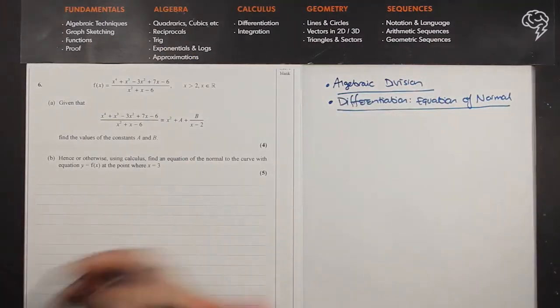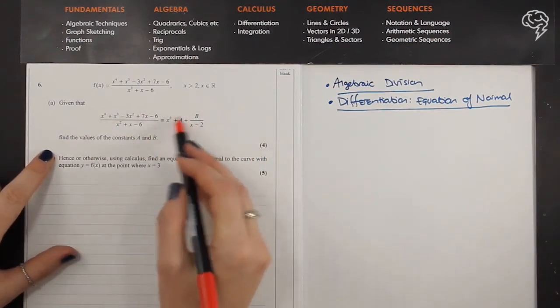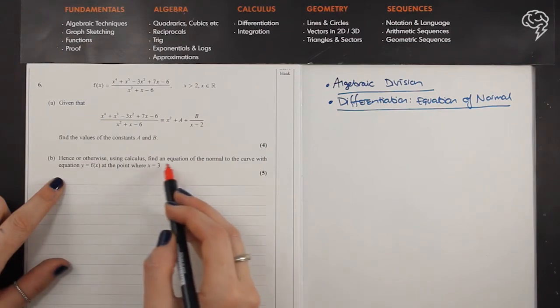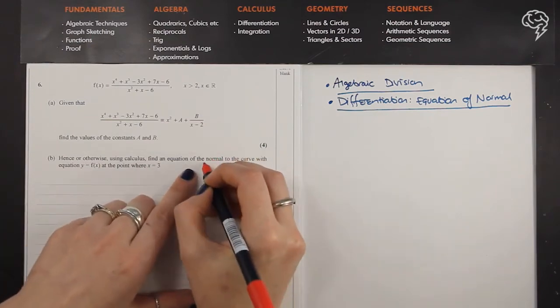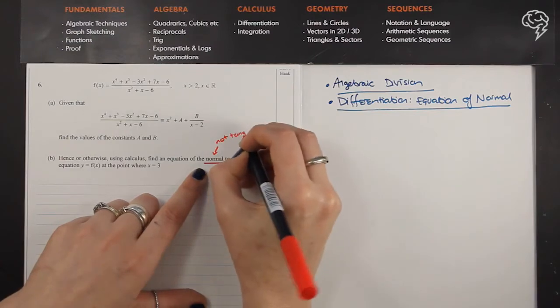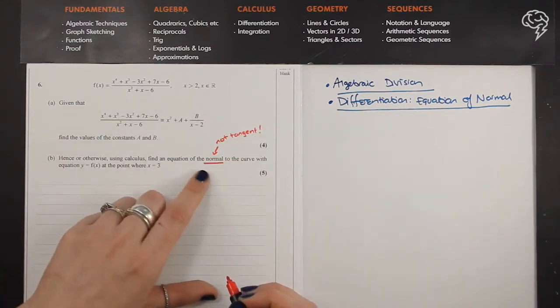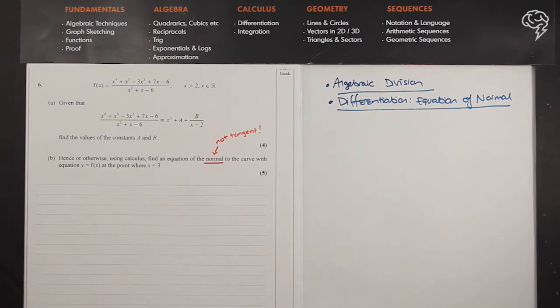So what do we need to write down here? What do we need to take notice of? Find A and B, hence using calculus, find the equation of the normal. I think we should underline the normal and make a note to self: not the tangent, at the point where x is 3. I think that's the most important thing there. It's not the tangent.